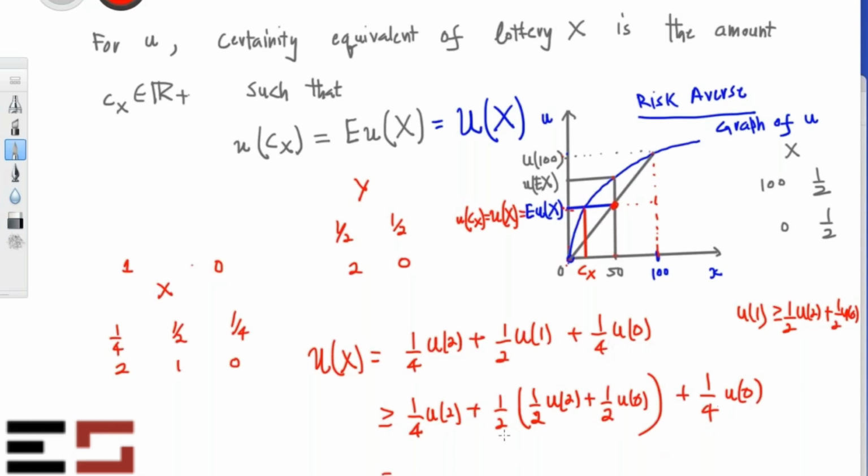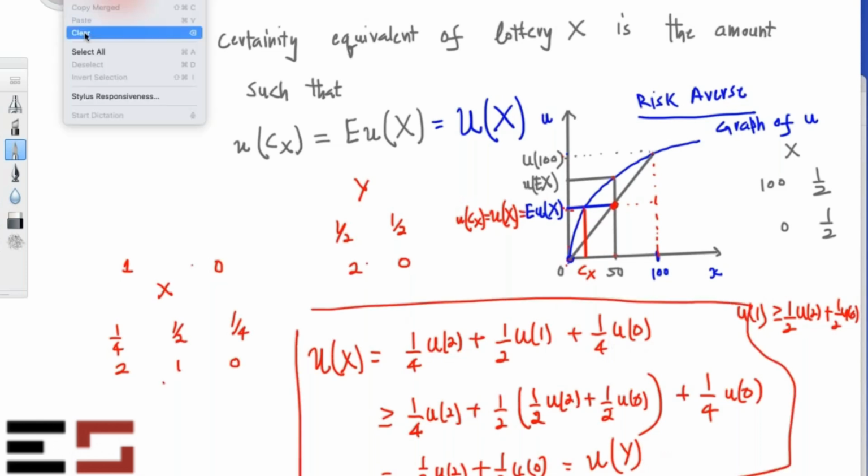What is the right hand side now? What is this side of the inequality? 1/4 U2 plus 1/4 U2 is half U2, and 1/4 U0 plus 1/4 U0 is half U0. Yes or no? And this is what? Capital U of Y. And U of X is greater than or equal to U of Y if the individual is risk averse. That's the proof. Have you all understood this?